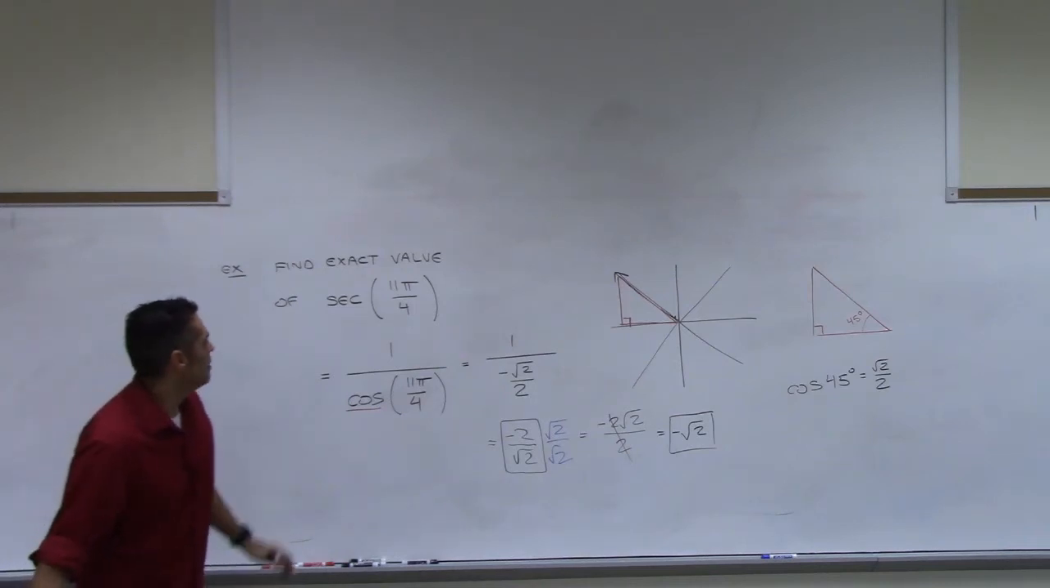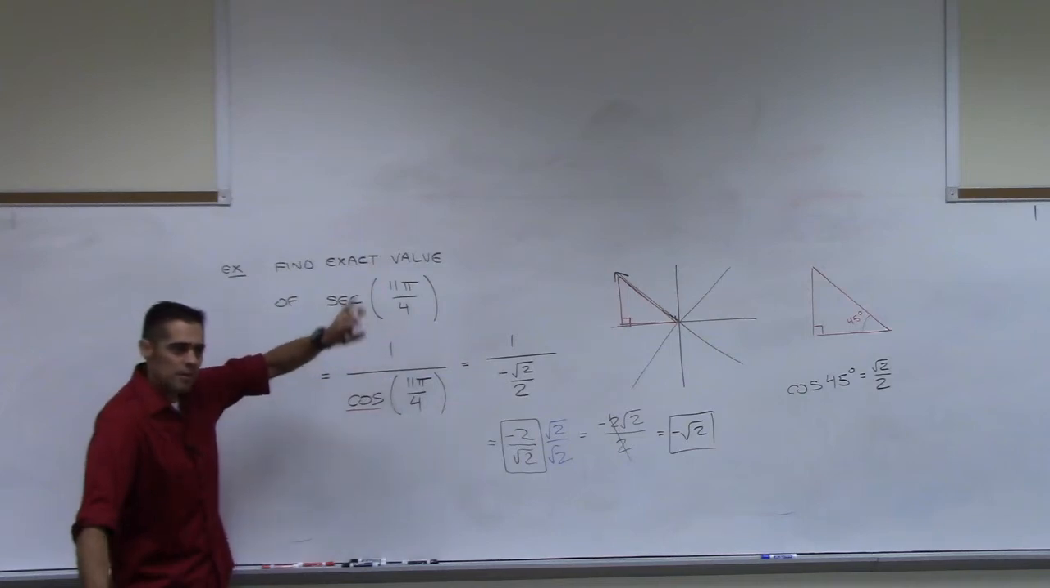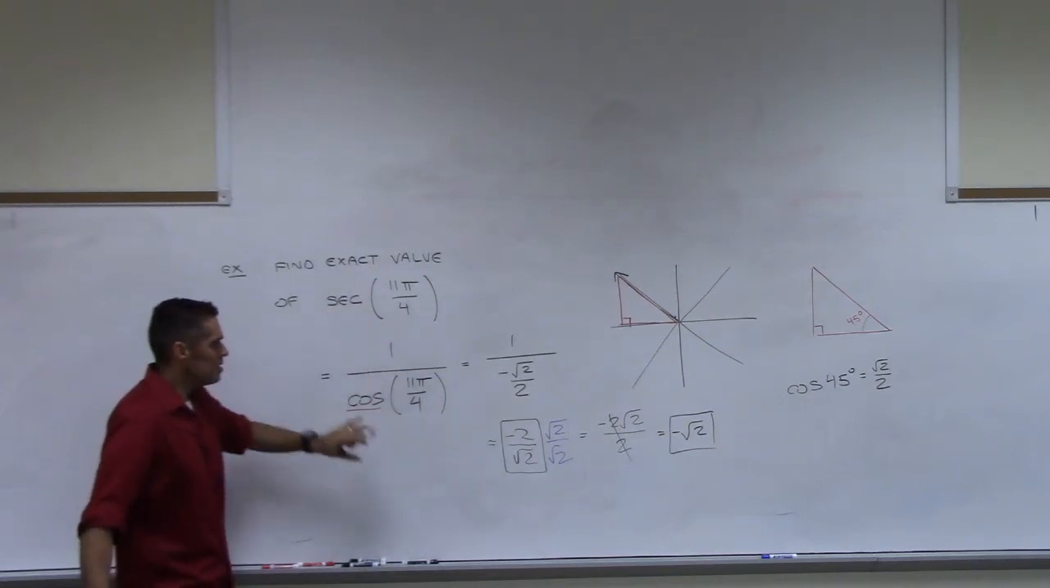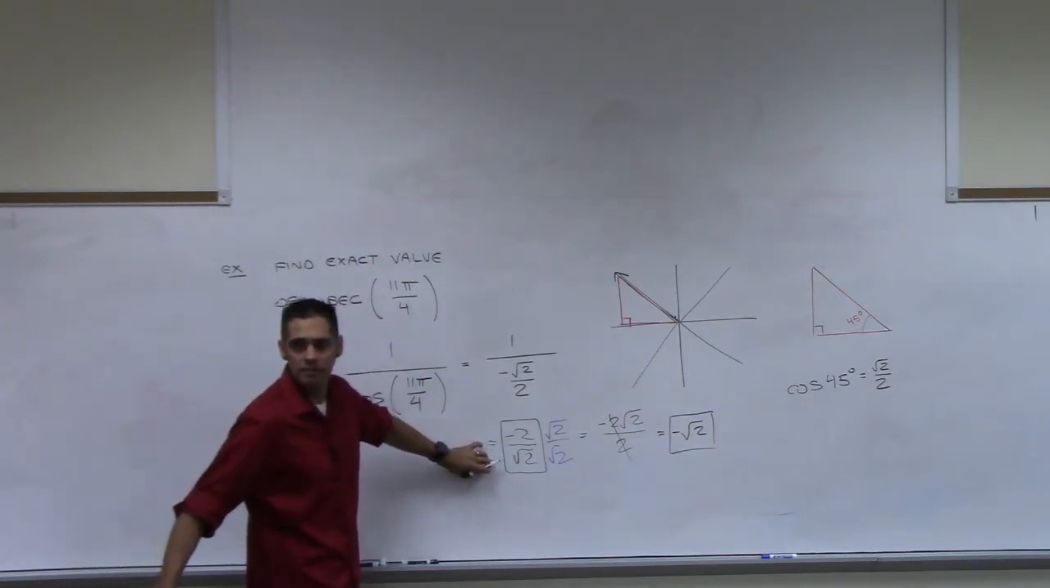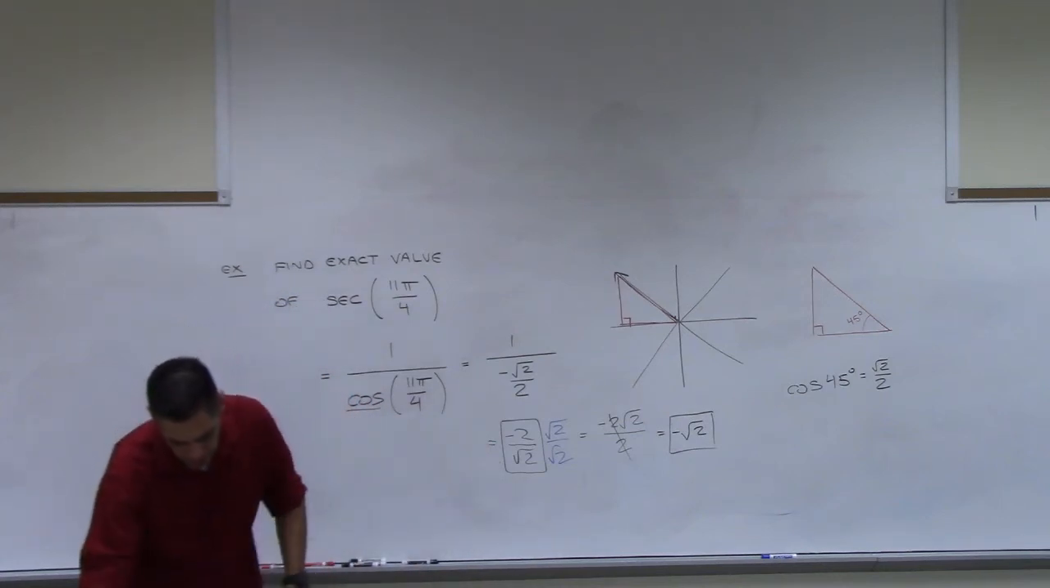All right, so we have to be a little bit careful with these angles. We have to make sure we know what quadrant we're in, because it has an impact on the sign of our answer, the plus or minus sign of the answer. All right, let's try something else.